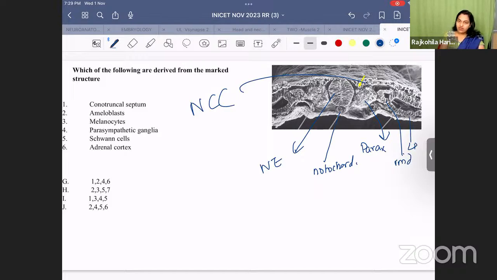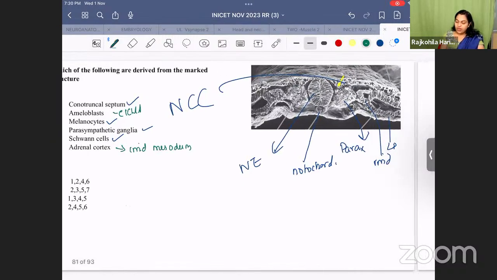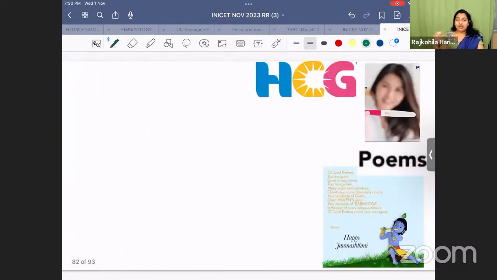So what are the derivatives of the neural crest? Of course, conotruncal septum, melanocytes, whatever ganglia you see, you can take it off, Schwann cells. Okay, the adrenal cortex is developing from the intermediate mesoderm. The ameloblasts, they all come from the ectoderm. So an easier way to remember the neural crest, which is a very frequently asked topic. Remember this, okay? Heart. What are the structures that arise from the neural crest?